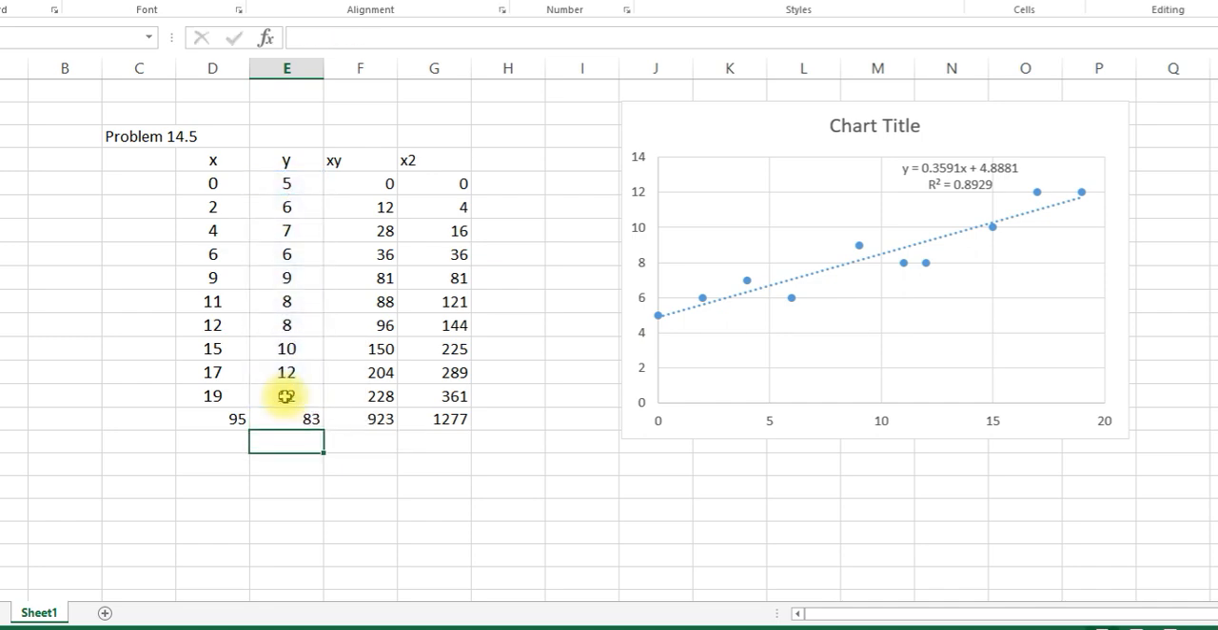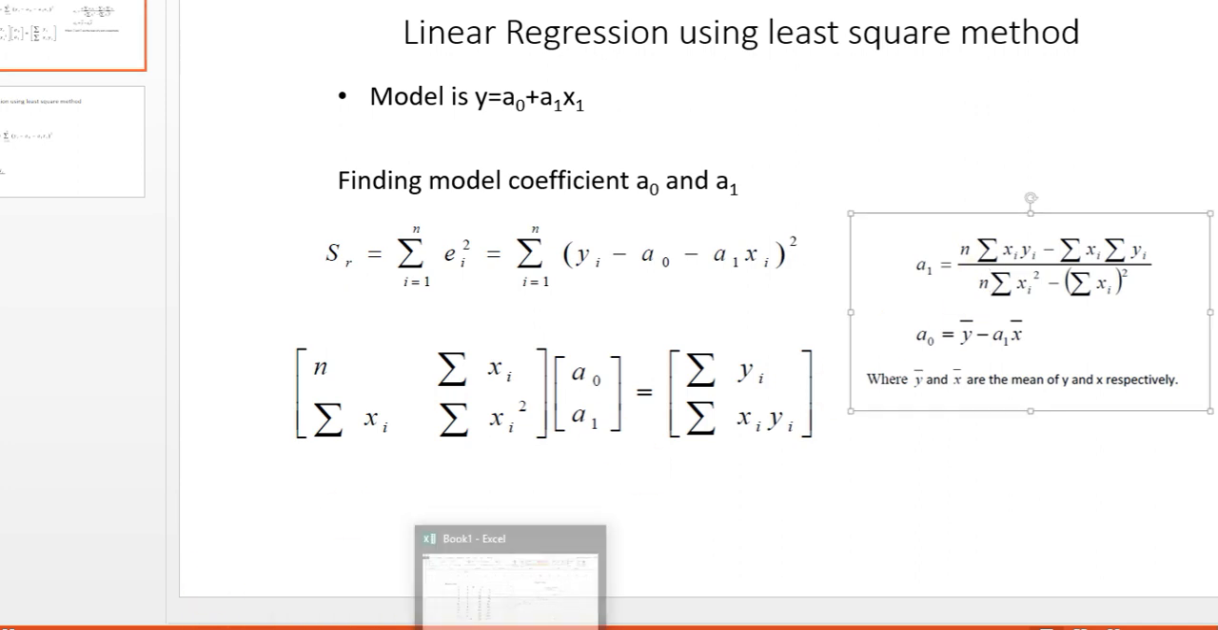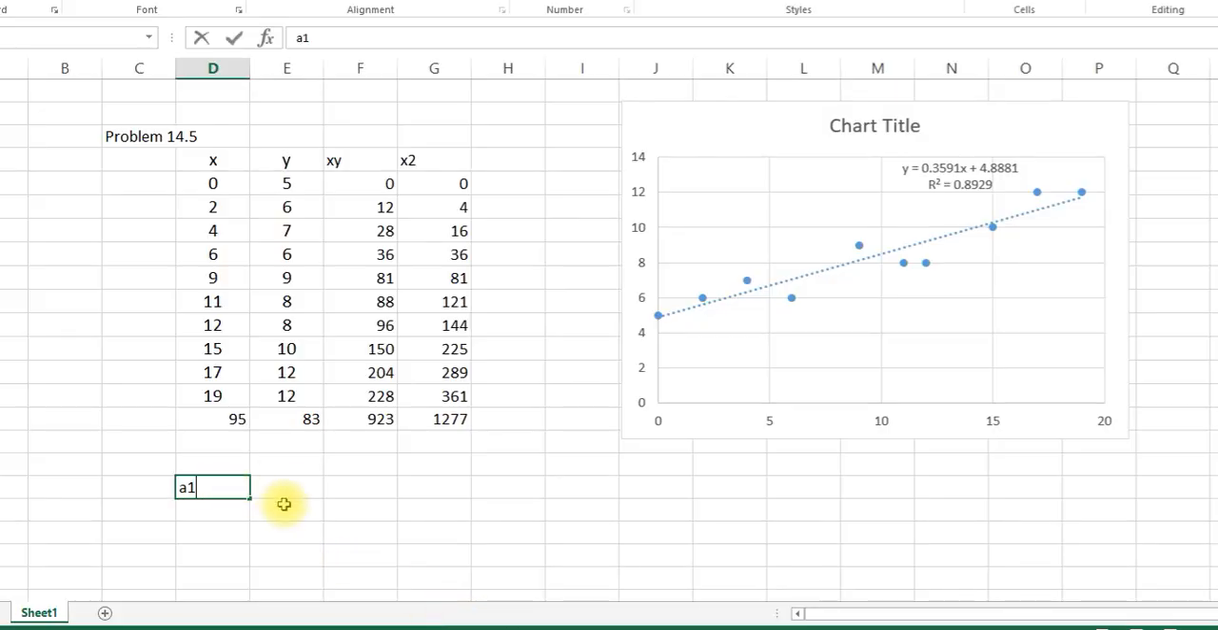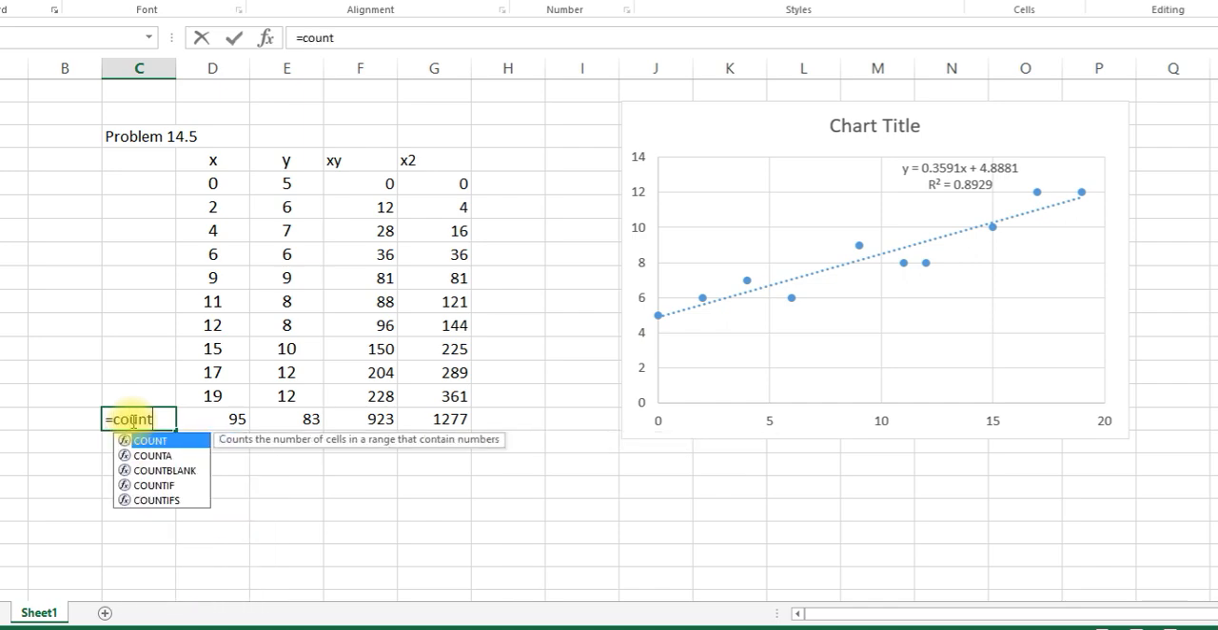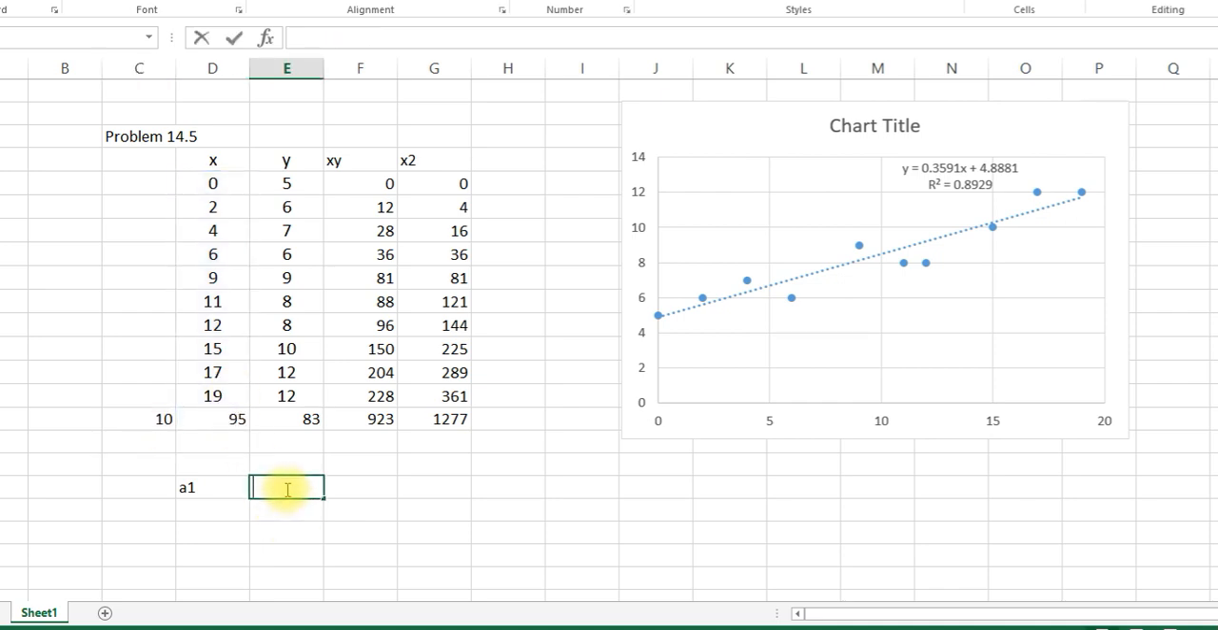Okay, and then I need sum of xy as well. Xy, okay, I have it. So now if I apply this equation, I can get the a1, the slope. A1 is n. How many data points do I have? You can count it, just use the count function in Excel. 10. We have 10.